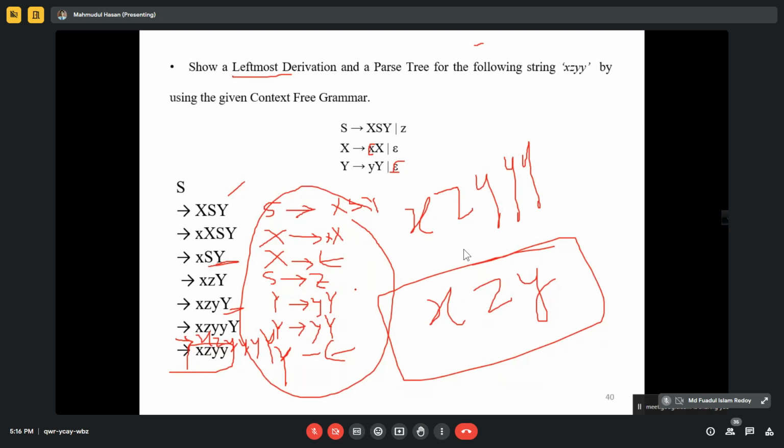Then, sir, we will reduce one line and put epsilon? Yes. That means here you put, just after this line, the epsilon like x, z, y, then epsilon.